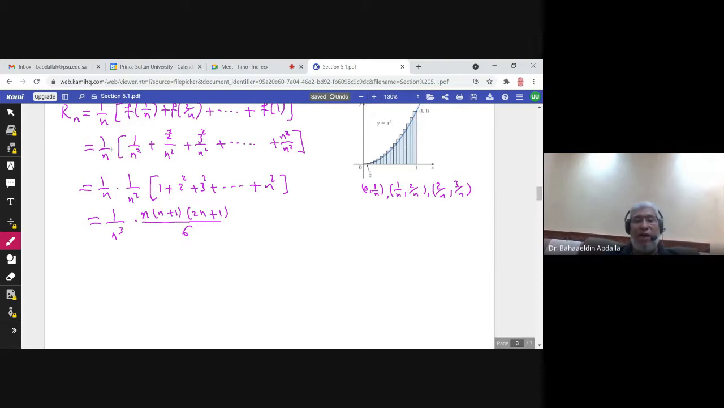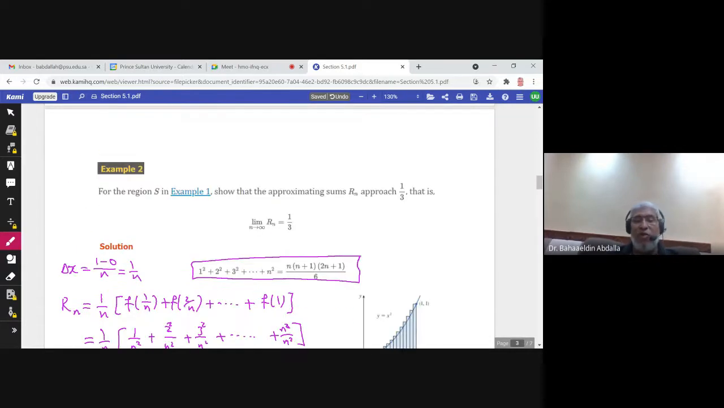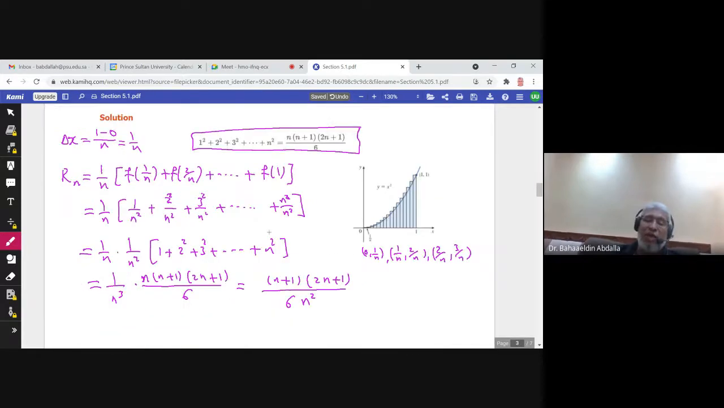So what is Rn at the end? It is, you can say, n times n plus 1 times 2n plus 1 over 6n cube. Okay, if you want, you can cancel this n with one of the n's here below, and you write it in square. Okay, so you cancel this n with one of the three n's in the denominator. Okay, this is Rn. Now, what do we need to prove? We need to find limit Rn when n goes to infinity.